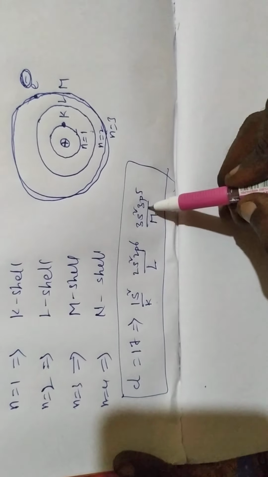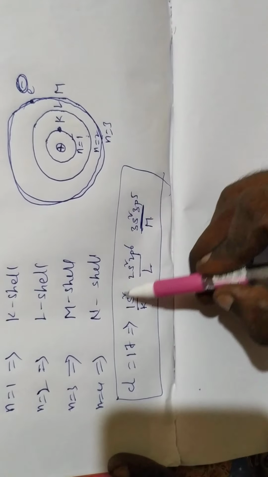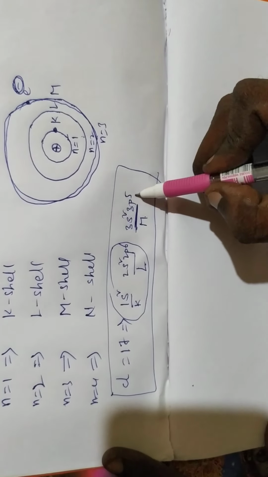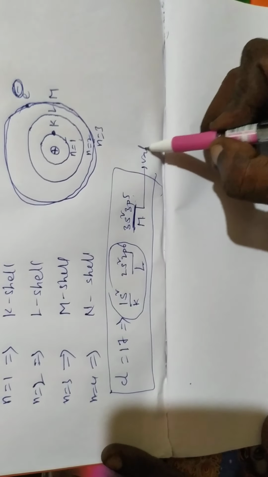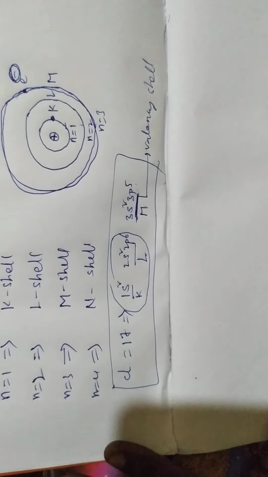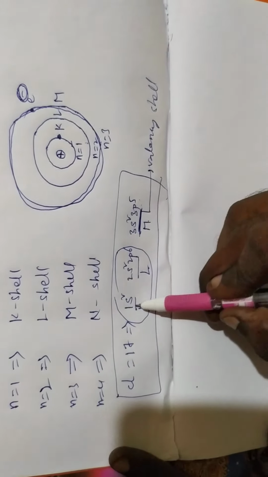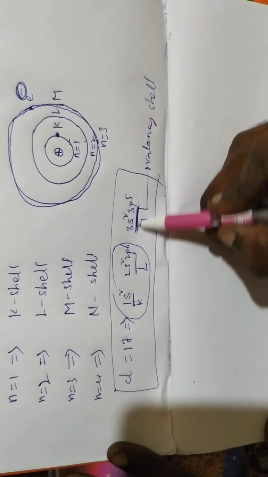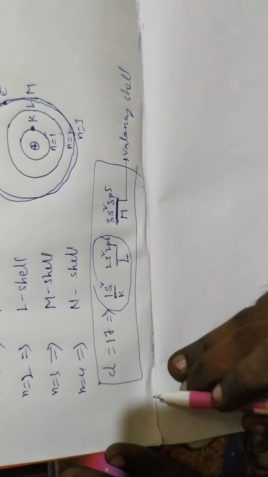So this is the valency shell. These two are inner shells. This is the valency shell. These are inner shells. K and L are inner shells, M is the valency shell. Now I'll discuss the valency shell.